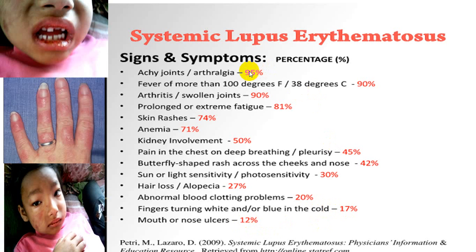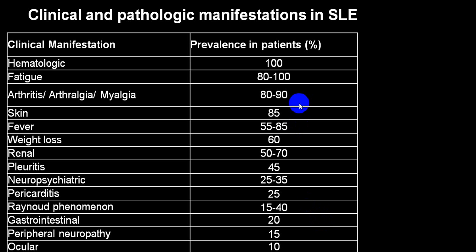So you can see the most common are joint involvement and skin involvement, and common symptoms like fatigue, anemia, kidney involvement. So these come topmost on the list. Again, you can see that hematological, fatigue, arthritis, skin, they are topmost on the list. And GI tract, peripheral neuropathy, ocular, pericarditis, they are relatively less.